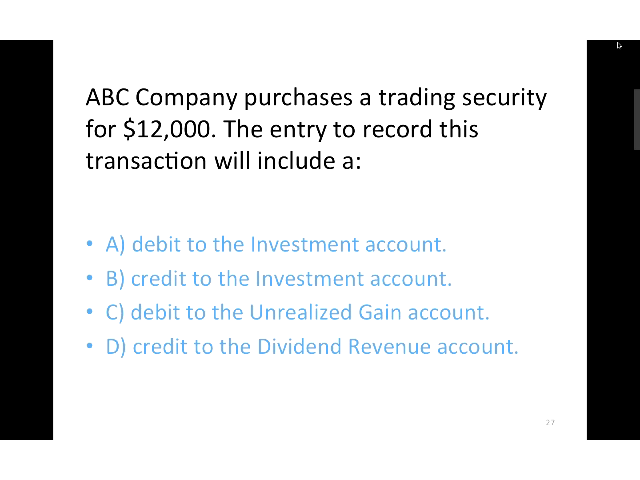ABC Company purchases a trading security for $12,000. The entry to record this transaction will include what? I would refer you back to those journal entries that I just showed, that I just said would go on my sheet preparing for the exam. So I'm going to take a minute of silence, let you write this down, and then I'm going to walk around and get answers.